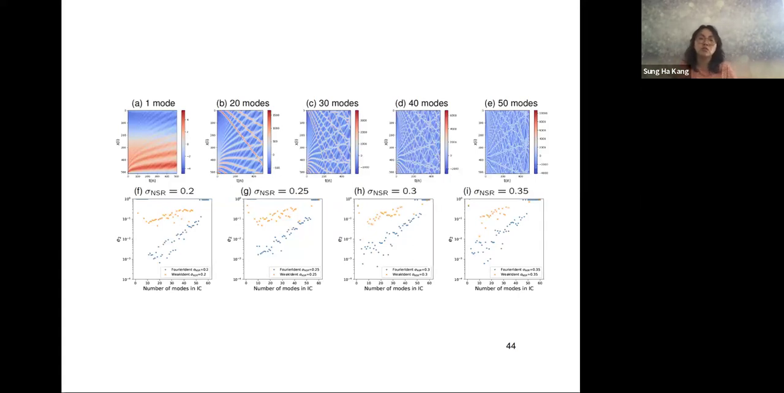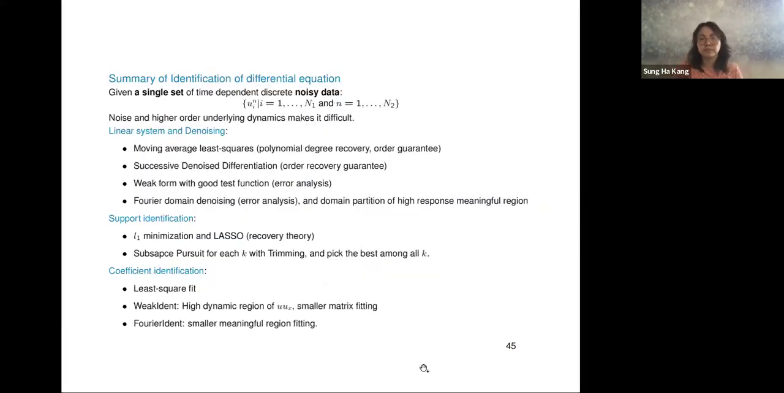One of the best parts of using Fourier Ident is that if you have many frequency modes in the data, so the data itself is very, very complicated, then even if you have a high level of noise, so this is increasing noise, the Fourier Ident seems to do much better. So this is the coefficient recovery. The Weak Ident is already good, but Fourier Ident is even better. So the interesting part is that if you have a lot of frequency modes, Fourier Ident can do much better.